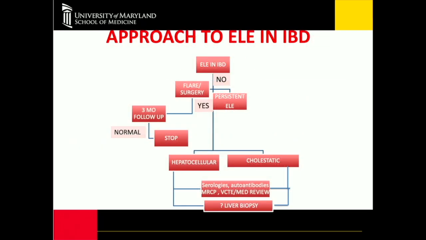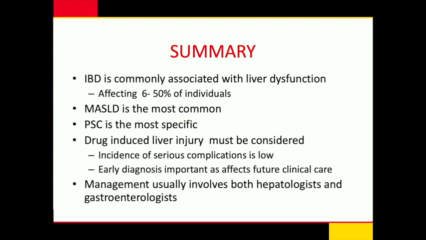In terms of approaching elevated liver enzymes in IBD, the first question to ask is whether this is a temporary problem, whether it has occurred in the setting of a flare. If so, and if these liver numbers are normal in 3 months, you can stop the workup. If the elevation is persistent, then you need to define whether this is hepatocellular or cholestatic, and do the workup: serologies, MRI, MRCP. Liver biopsy is usually not required unless other causes of liver disease are suspected.